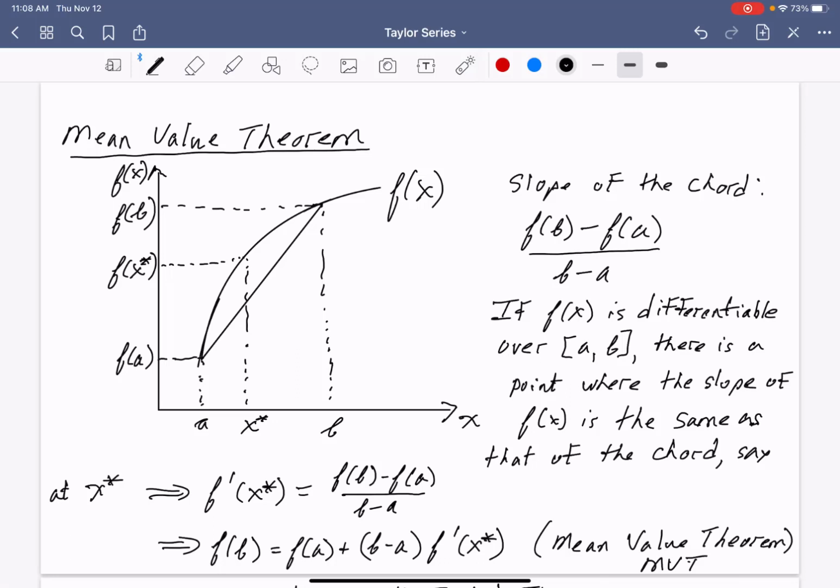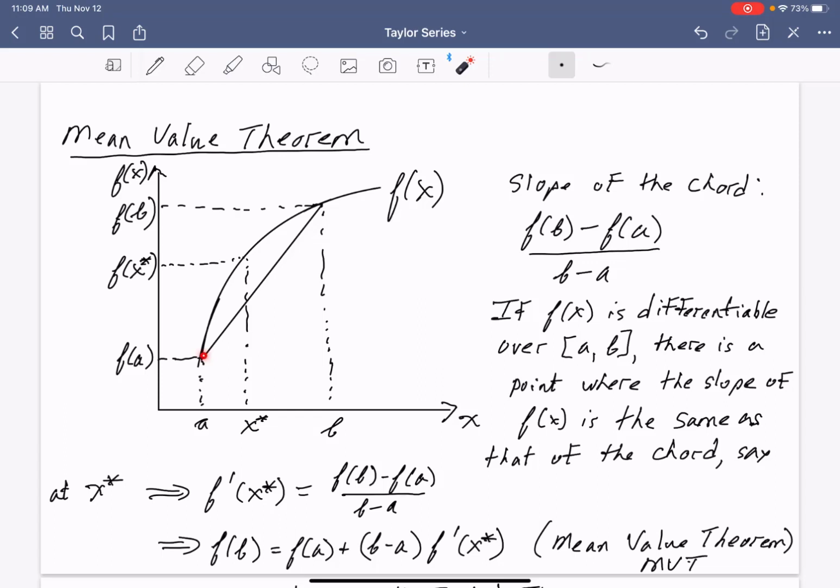In this video we're going to look at the Taylor series expansion, but before we do so we're going to look at the mean value theorem. So we begin with a function f of x which has some curvature to it, and we choose 2 points on the x-axis, a and b, and this is a closed interval, and we're going to pick a chord.